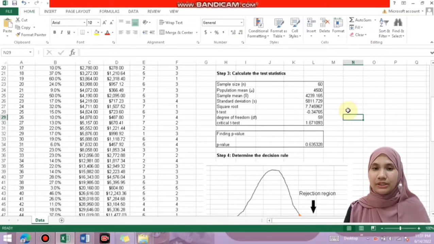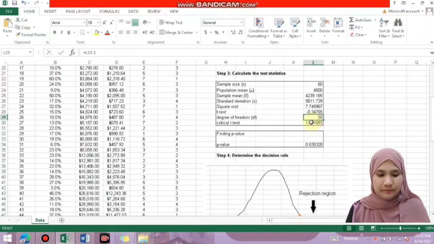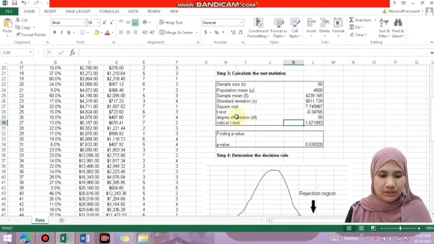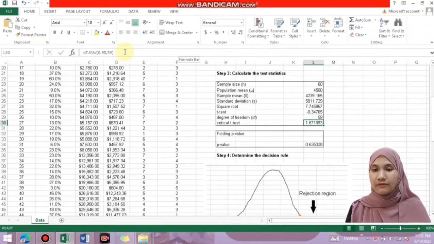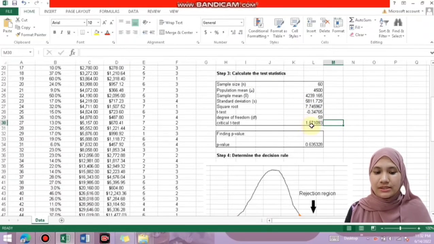In order to find the critical t-value, we have to find the degrees of freedom first. So we use the sample size minus 1, and then we will get 59. After that, we find the critical t-value. We have to use the T.INV function, open bracket, put the significance level 0.95, comma, and we select the degrees of freedom, and then we will get 1.67.